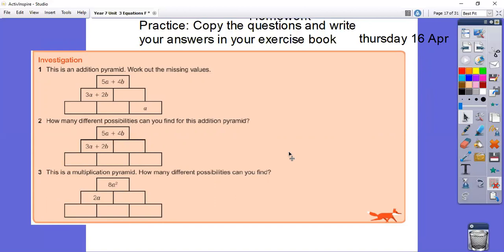So that's today's lesson. As always, try your best. If you get stuck, drop me a message and I'll try and help you. But try to do the questions first. Don't just give up and message me, because that's not going to really help you learn.